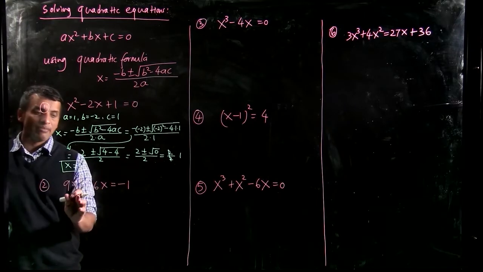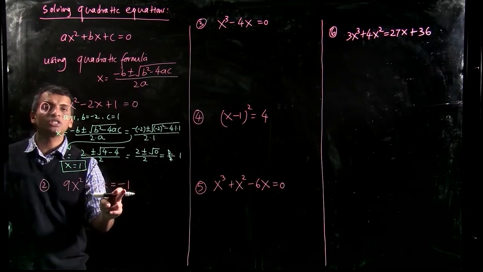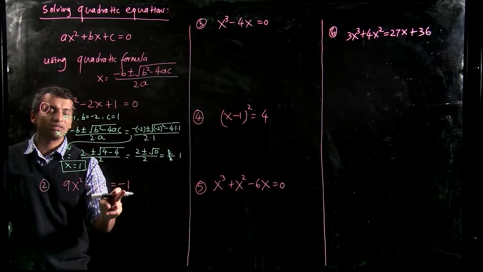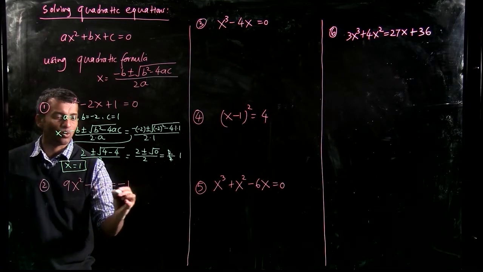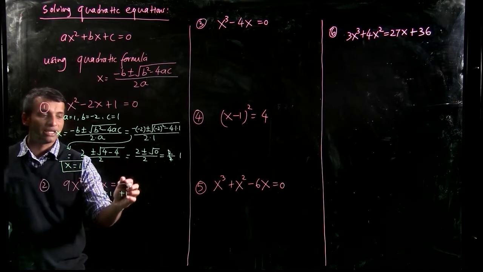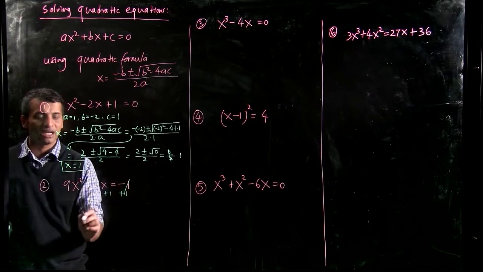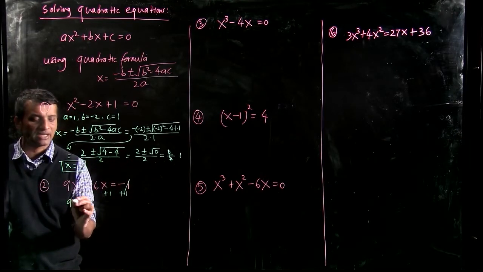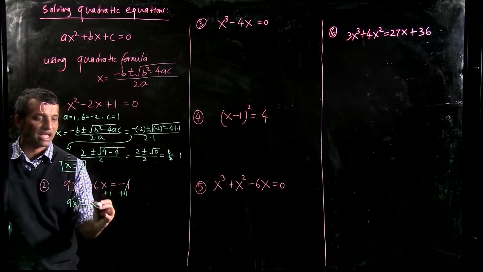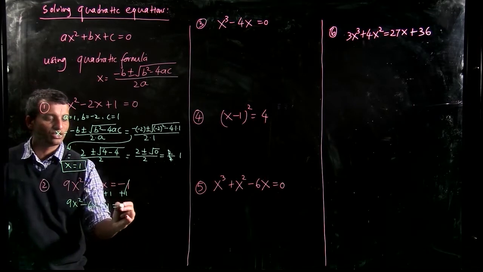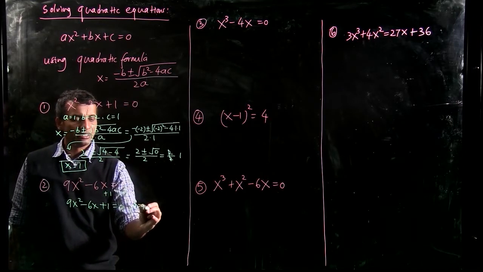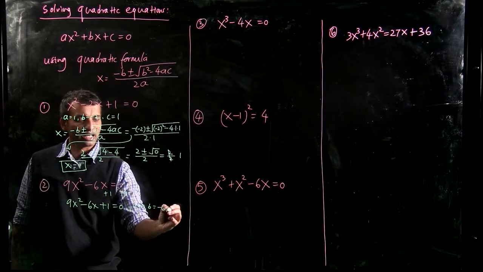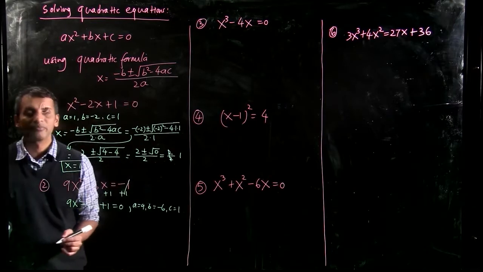Alright, let's see the second example. In this example there is no 0 on the right hand side, so you should make the right hand side 0. How do I do that? You bring that to the left, meaning you add 1 on both sides. Then that will cancel, and the right hand side will be 0. So what you get is 9x squared minus 6x plus 1 equals 0. So what are a, b and c? Here a is 9, b is negative 6 and c is 1.